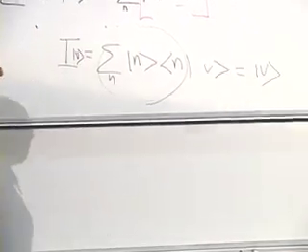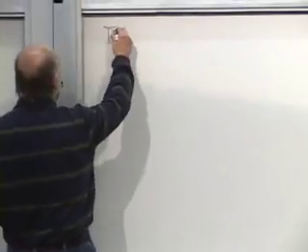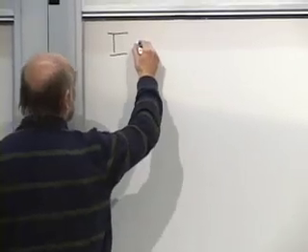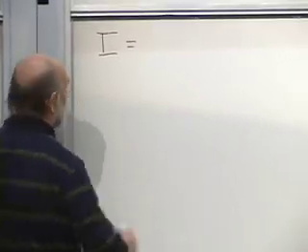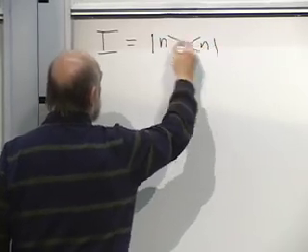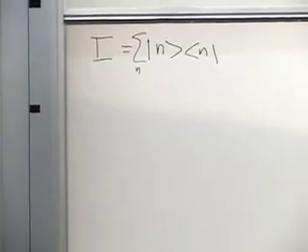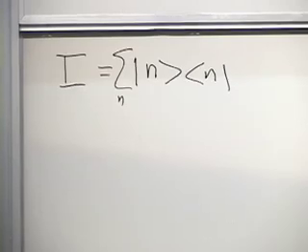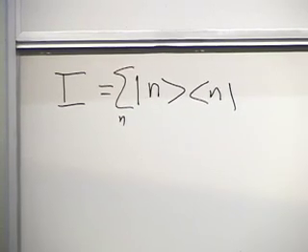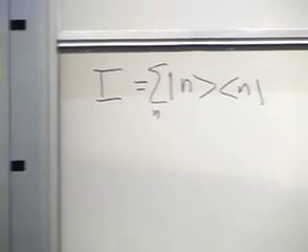That's a useful formula. Let's write it out over here: the identity operator, the thing which does nothing when it hits a vector, just gives back the same vector, is the sum over a basis of dyads. An example of this would be to take momentum eigenvectors.